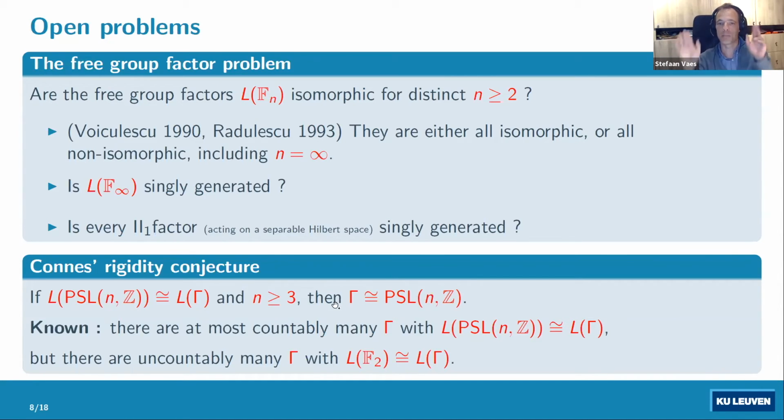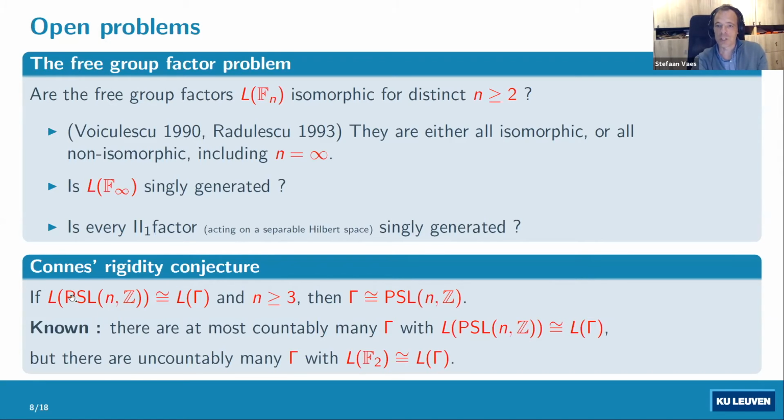The only, say, poor man's result we know is that there can be at most countably many non-isomorphic groups that give the same II_1 factor, which really sounds like an empty result almost, but it's not empty, because if you take the free group with 2 generators, you can prove that there are uncountably many non-isomorphic groups that give the same II_1 factor. So there is a little bit more of rigidity known already.